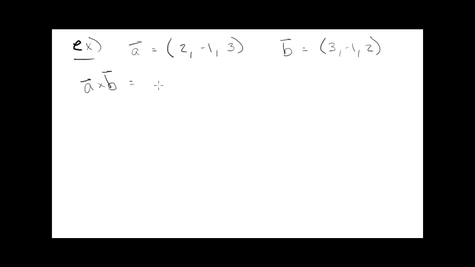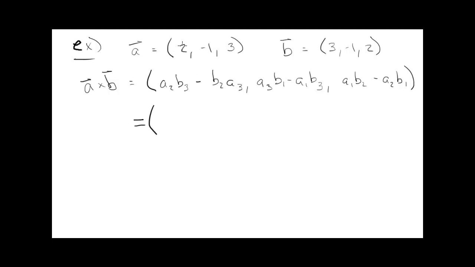Okay, so we'll do one example. Let's take vectors A equals 2, minus 1, 3, and B equals 3, minus 1, 2. We want to figure out A cross B. So let's write down the formula. The formula was A2 B3 minus B2 A3, and the y component A3 B1 minus A1 B3, and then the z component A1 B2 minus A2 B1. How you remember that is totally up to you.